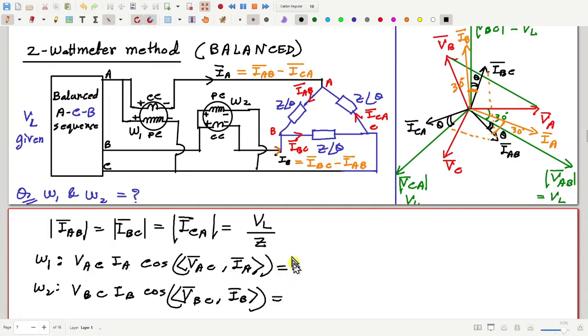So VAC for W1 is equal to VL. How much is the magnitude of IA? The magnitude of IA will be root 3 times the phase currents, so that is root 3 VL by Z. And how much is the angle between VAC and IA? VAC is here, this is VCA, so that means VAC will be opposite, somewhere here, and where is IA?